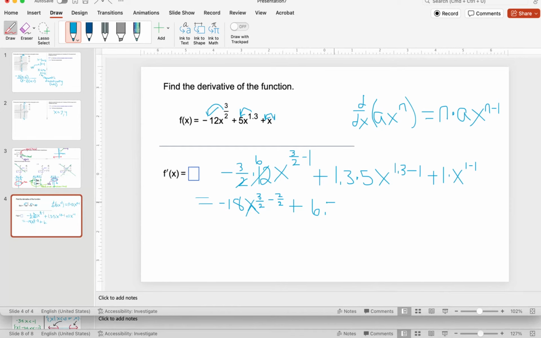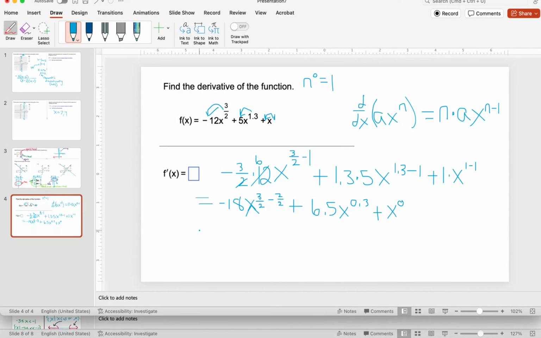And then we have x to the 1.3 minus 1, which is 0.3. Plus, this 1 times x is just x to the 0. Anything to the 0 is 1. Any number that I have to the 0 is always going to be 1.